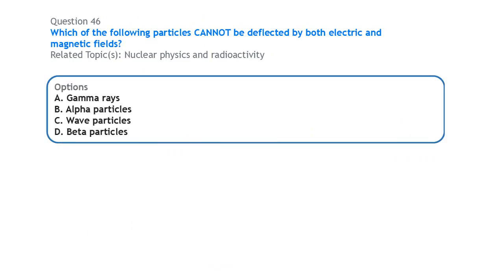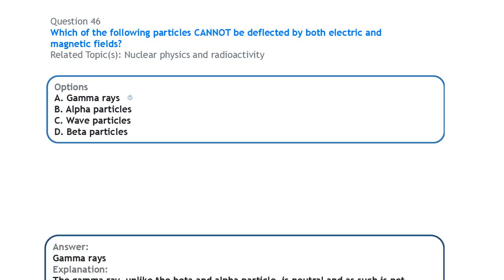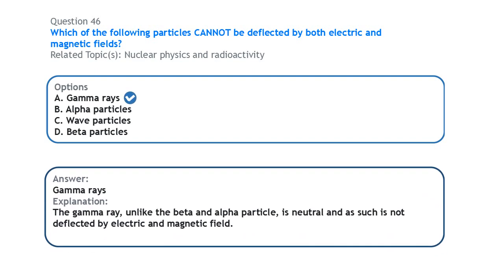Which of the following particles cannot be deflected by both electric and magnetic field? That is the gamma rays. Gamma rays are neutral, they carry no charge, and as such they are not deflected by electric and magnetic field, unlike alpha particle and beta particle. Now wave particle is too general.